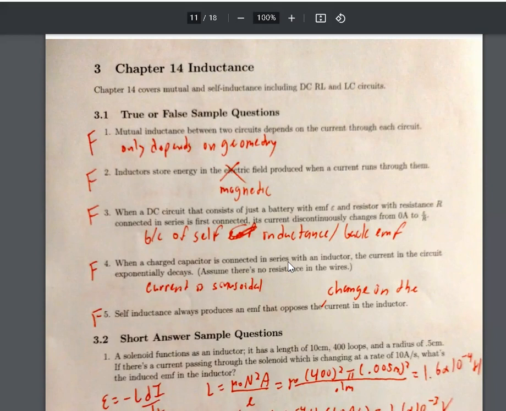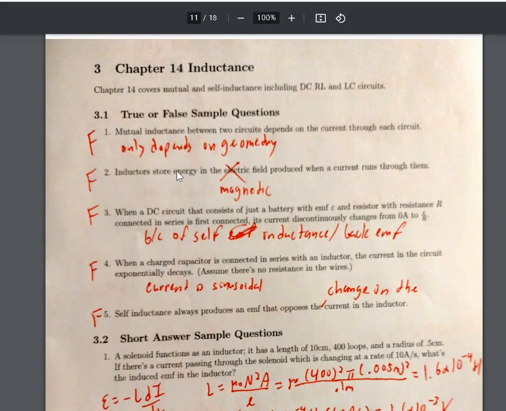So mutual inductance, we talked about this, only depends on the geometry. The mutual inductance is how different circuits induce EMFs in each other. And the only thing that matters is how they're aligned relative to each other, how many loops they have, that kind of thing. So it only depends on geometry, not on the current. Any dependence on the current divides out.